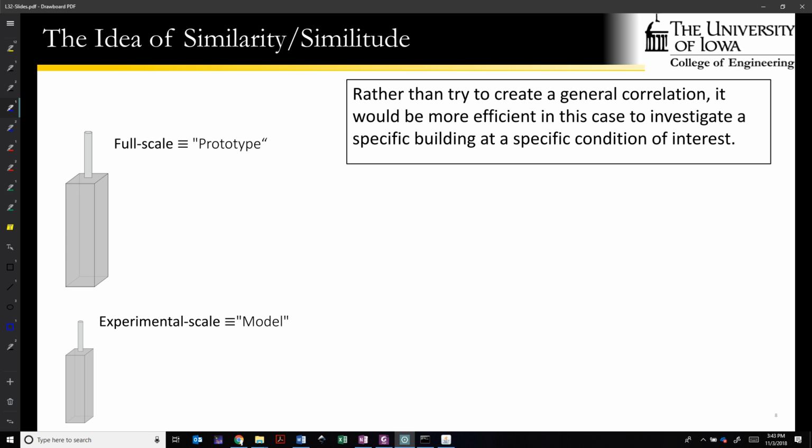So if we name our full scale, the full building that we hope to build, the prototype, and the experimental scale geometry we call the model. The idea is we expect that the full scale is going to obey a relationship of pi1p equals phi of pi2p, pi3p, so on and so forth, all the way to pi9p, right? Because we have 9 total pi terms.